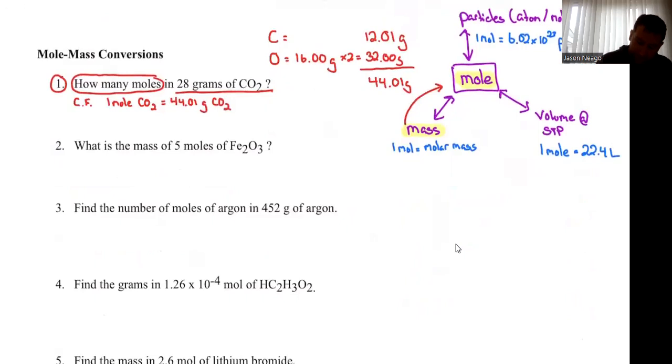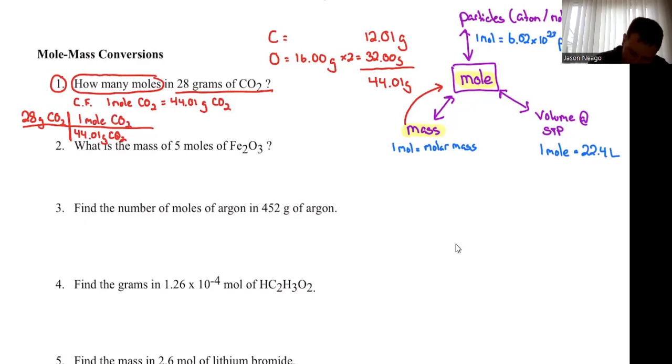From here, I just set up my dimensional analysis. I'm going to draw my cancellation line. In the upper left-hand corner, I'm going to put what I'm given. In this case, I'm given 28 grams of CO2. I'm going to draw my vertical line to separate what's given from my conversion factor. Since I have grams of CO2 above the cancellation line, I'm going to put my value for grams of carbon dioxide below the cancellation line. So that would be 44.01 grams of CO2. And then on top, I'm going to put 1 mole of CO2.